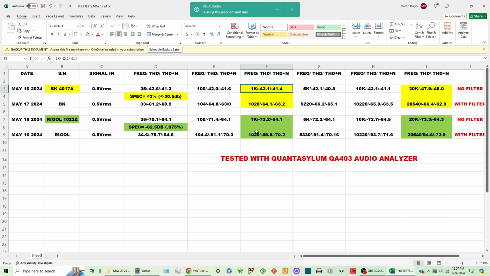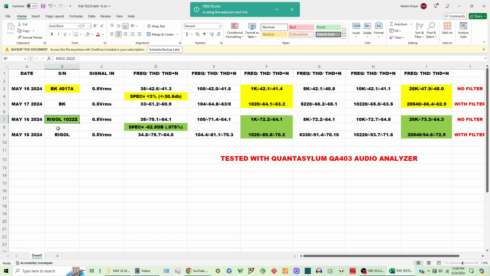Now, let's take a look at 1KC. We tested it at 1KC without the filter. The total harmonic distortion was minus 42.1. With the filter, the total harmonic distortion drops down to minus 64.1. That's a 20 dB or 22 dB improvement. That's not bad at all. I won't give the THD plus N numbers, but they correspond with the THD, as would be expected. Going up here to 20 KC, without the filter, the total harmonic distortion is minus 47.9. With the filter, it drops down to minus 66.4. Pretty good improvement there. Let's take a look at the Rigel.